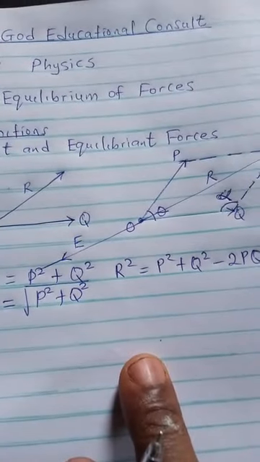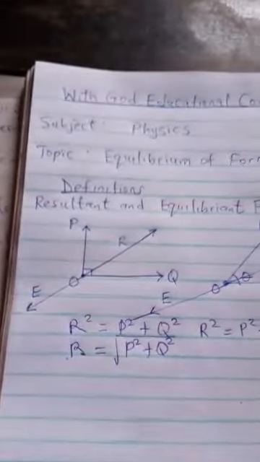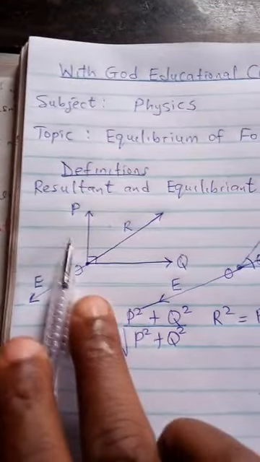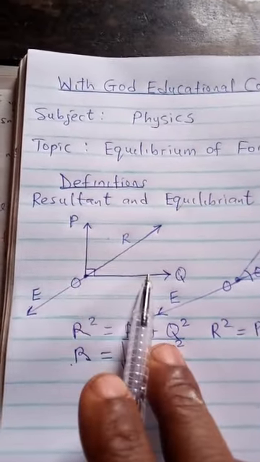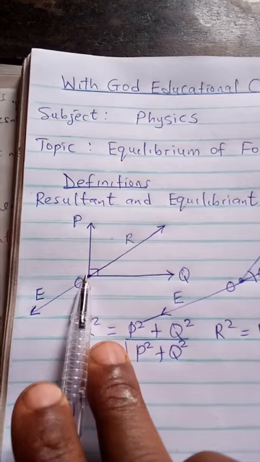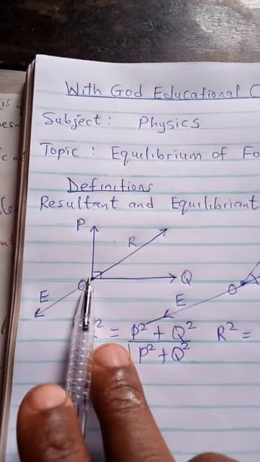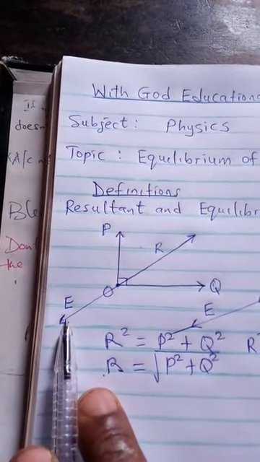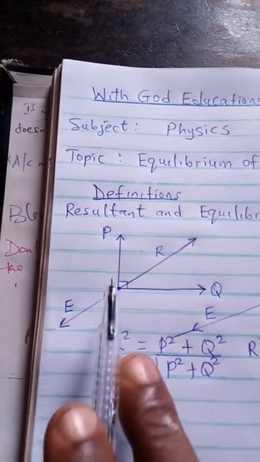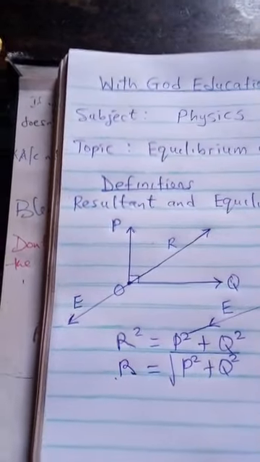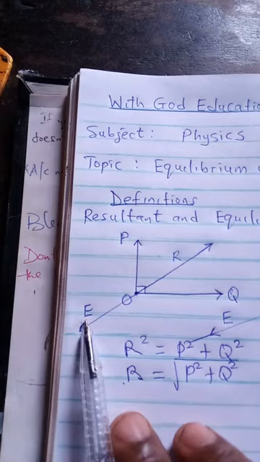Now let's go to equilibriant force. An equilibriant force is that third force that balances two other forces. You can see forces P and Q keep this point O at equilibrium, in which there is no net force acting at point O, by a third force, which is known as the equilibriant. So the forces P and Q are balanced by the equilibriant force.